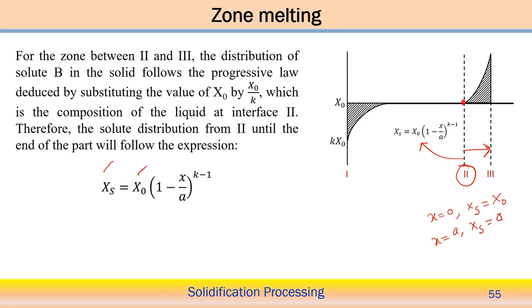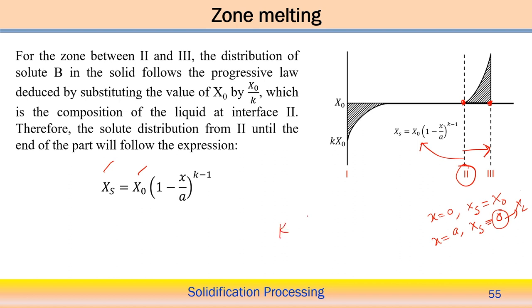So that means all are having the eutectic composition, or you could say the XL composition, at this point x equal to a. Between these two points, this equation is valid and we can represent the variation of the solute distribution over this particular zone. So this is the typical understanding of the zone melting process, and we have tried to understand the solidification of the binary alloy system.